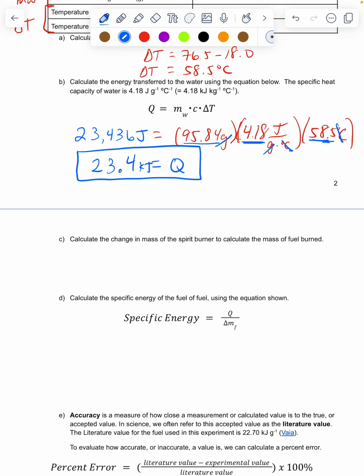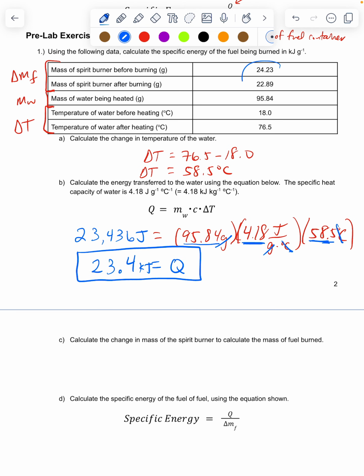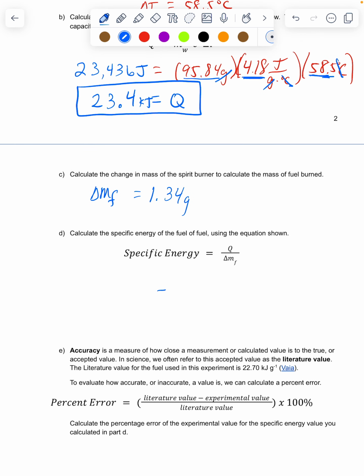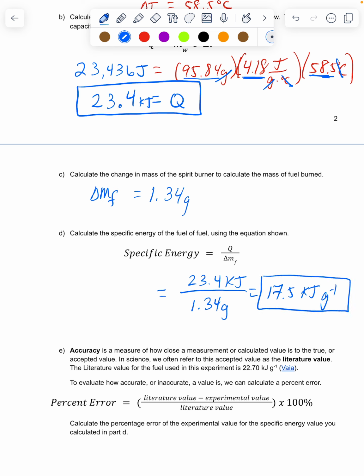Okay, calculate the change in mass. The change in mass is the difference in these two values. That's 1.34 grams. That's the change in mass of the fuel. And so finally, to calculate specific energy, we are just going to calculate the energy divided by the mass of fuel it took to give us that energy. And so that gives me 17.5 kilojoules per gram. So if we know the energy that's being released and we know the mass of fuel that we burned, we can get the energy per gram for that fuel.